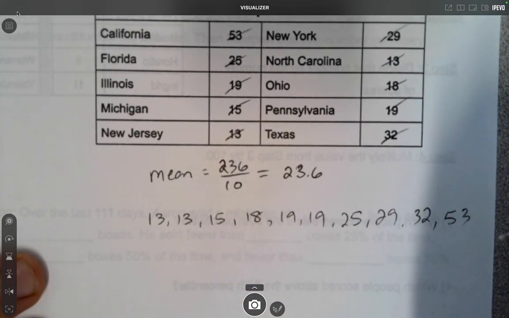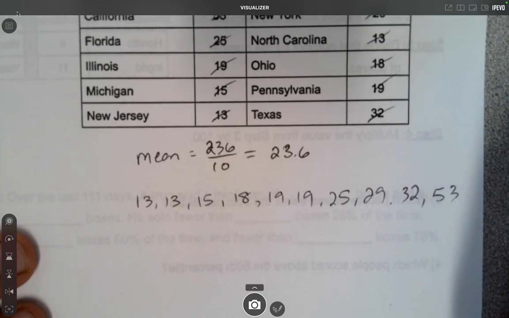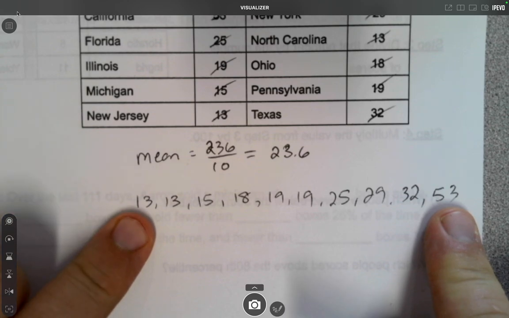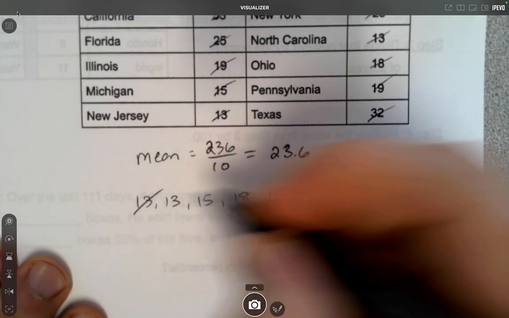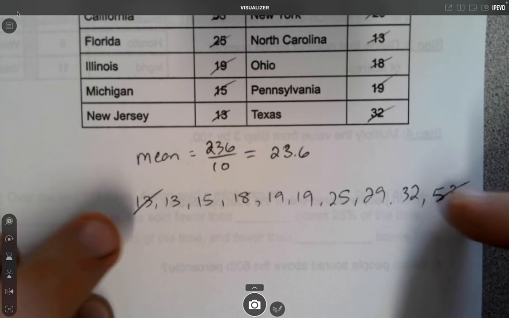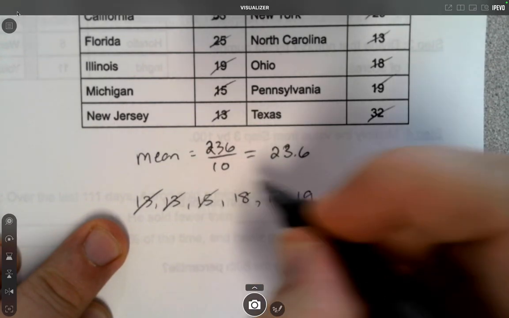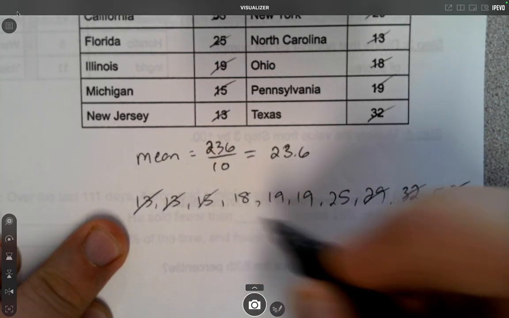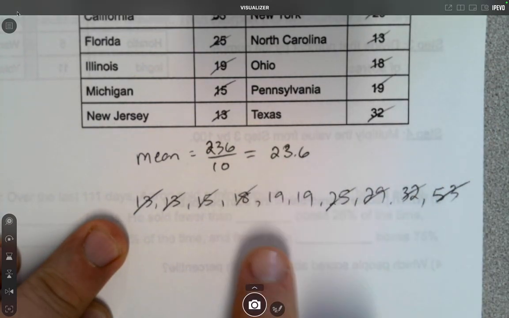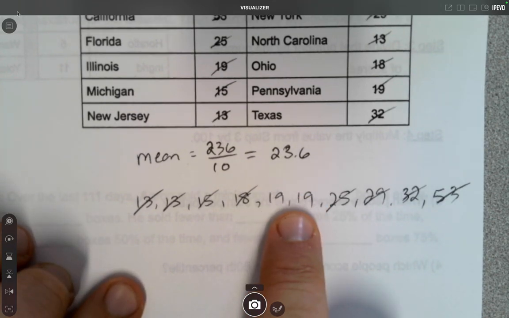With a smaller list of numbers, you might be able to just look and tell what the middle number is. But with a longer list, one thing you can do is just cross off the ends. What I mean is I'll first cross off the 13 and the 53. Now that's just step one, but you got to do it on both sides. 13 and 32. 15 and 29. 18 and 25. So this is an example I talked about where you might have an even number in the middle. You have 2 in the middle.